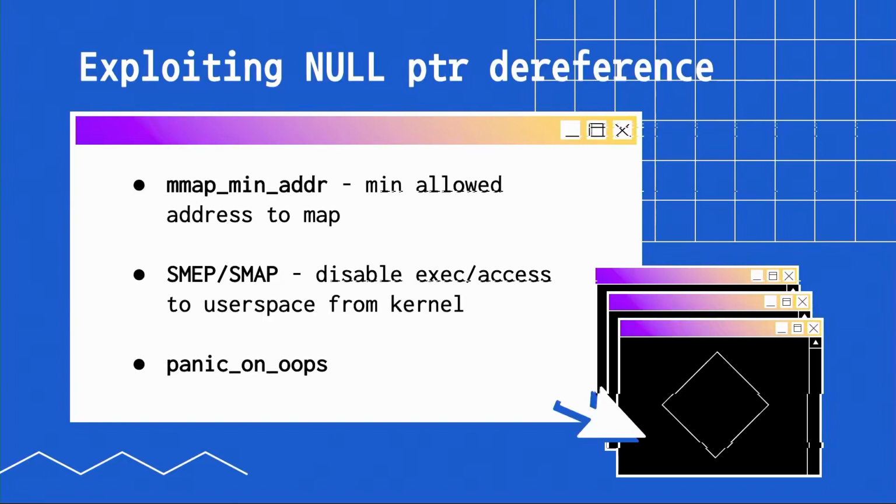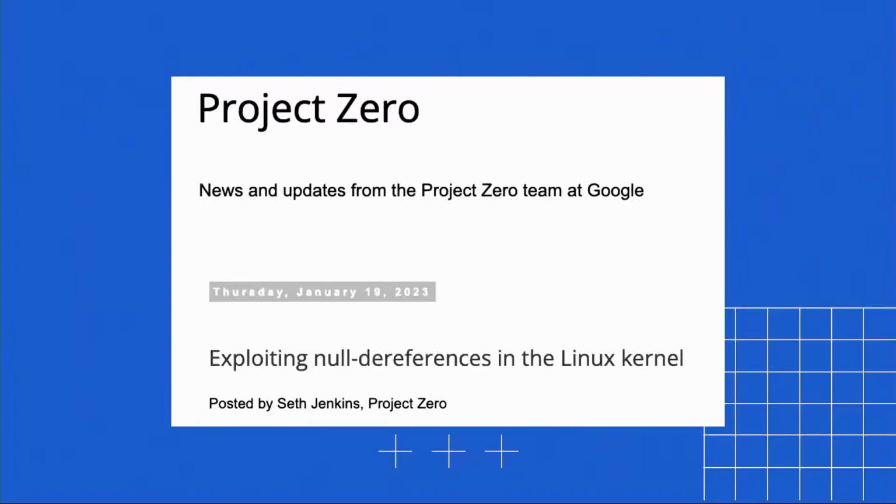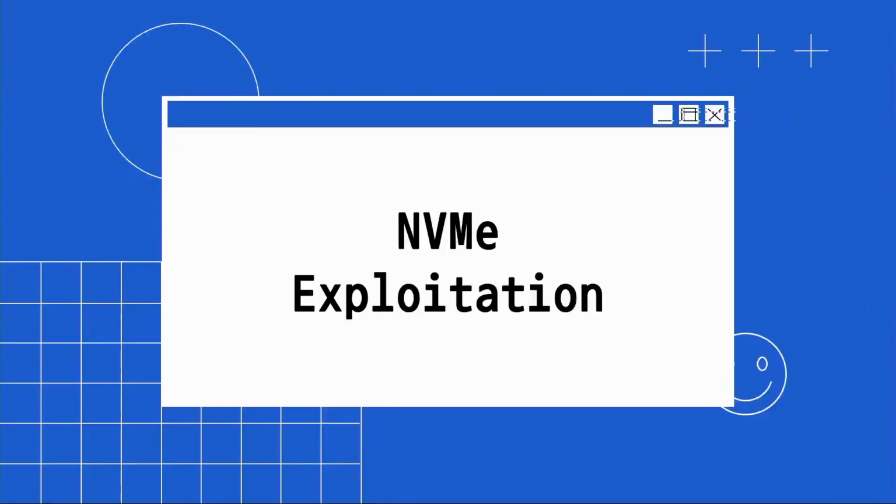But a lot of Linux distributions are shipped with an option called panic_on_oops, which means that if you do have an oops, you still get a full panic. If you want to read more about it, there's a very lovely blog post by Project Zero, which explains this mitigation and how you can still exploit null pointer references in the kernel beyond a denial of service. All right, so how can we exploit the bug that we've just found?